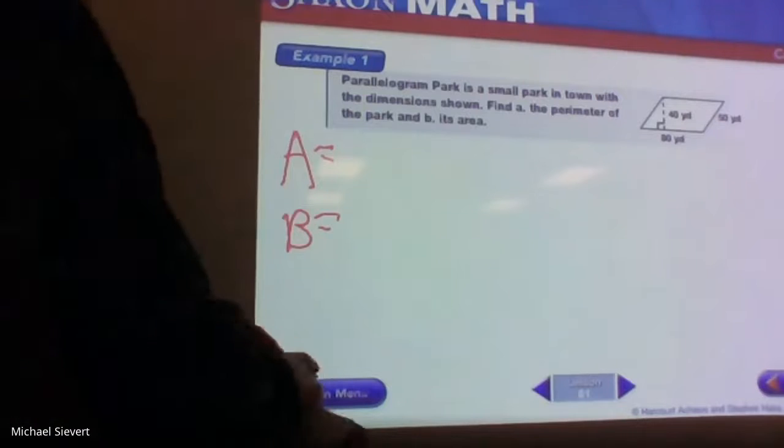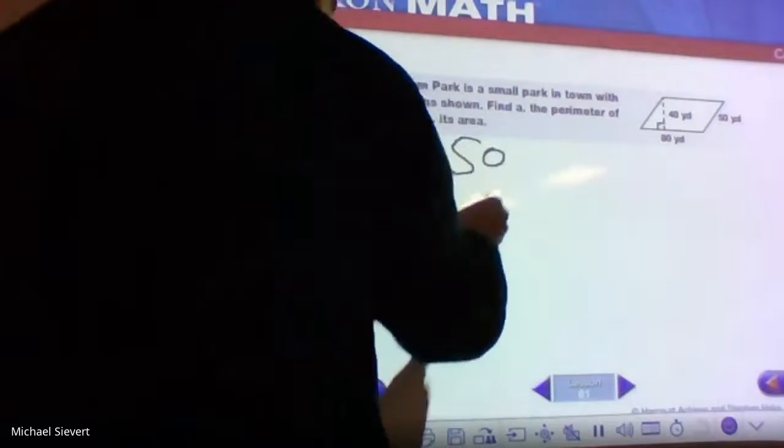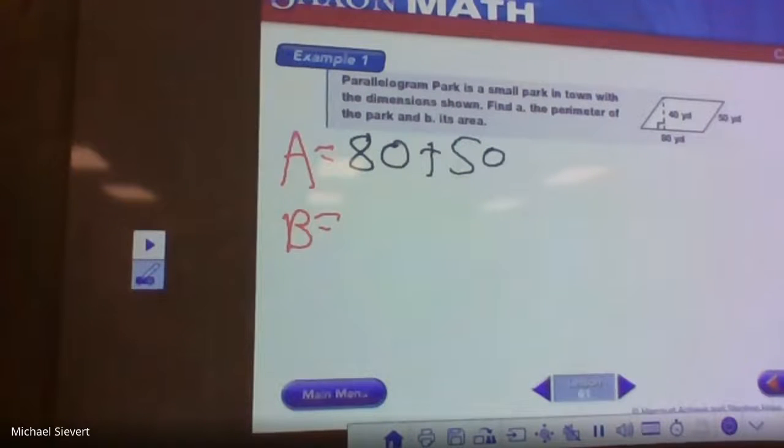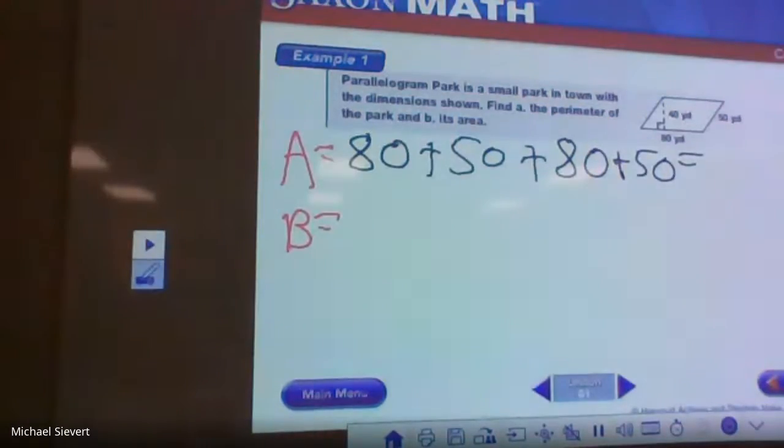So if we're going to add all these together, it would be 80 plus 50, and then that's it, right? No. What am I missing? Cherish? Not the answer, Braylon. The other numbers. Right. Just because they're not showing does not mean you don't have to add them. So, because there's 4 side lengths, there's 4, so you should have 4 numbers to add. It's very important. Don't just add the numbers you see, because those just represent the whole.